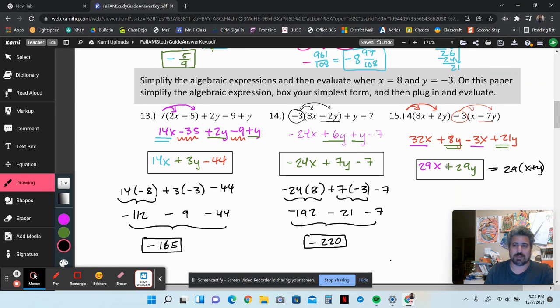I don't know which one's easier to plug into. I think it's probably easier to plug into this one. So I'm going to plug into this one. So that's 8 plus negative 3, right? So it's going to be 29 times the quantity of 8 plus negative 3. And that is basically going to be 5. So it's really just going to be 29 times 5. And what is 29 times 5? Well, it's 5 times 30, take away 5. 5 times 30 is 150, take away 5, which is going to be 145. So your final answer here for this problem is going to be 145.